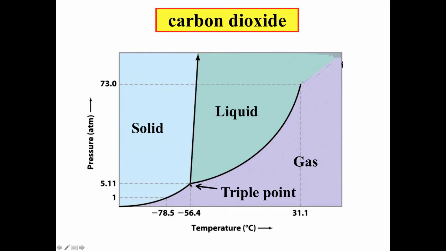We've got a triple point at which solid, liquid, and gas can coexist at the particular pressure and temperature conditions, which for carbon dioxide is negative 56.4 degrees Celsius and 5.11 atmospheres. We have a critical point, and the temperature of the critical point is 31.1 degrees Celsius. The pressure of the critical point is 73.0 atmospheres.